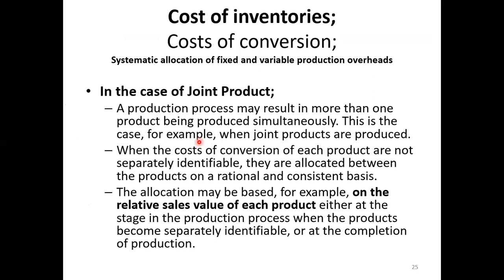Right. Systematic allocation of fixed and variable production overheads. Systematic allocation. So you might have studied joint products and byproducts in process costing. Have you studied process costing in cost accounting? Have you studied?